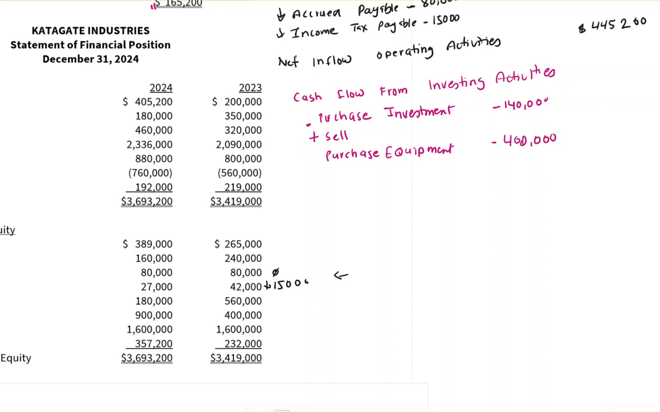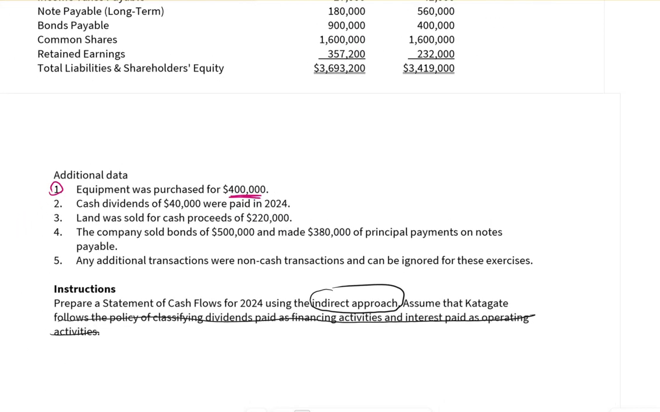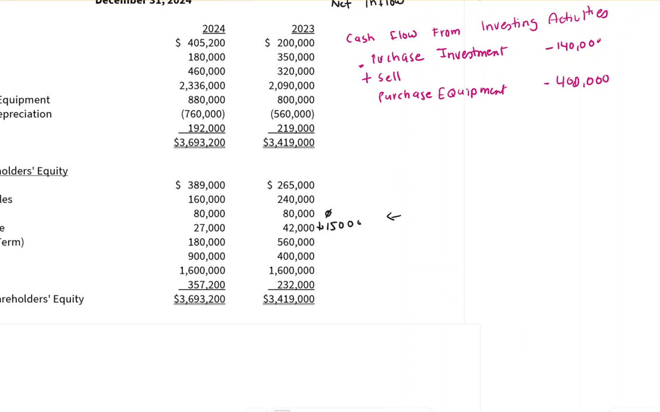And I saw we sold the land. In this case, they said land was sold for cash proceeds of 220. If they give you the number, you don't need to deal with it. All you have to do is take the number and put it in. So we could say sold the land, and the money is coming in. That is your $220,000.